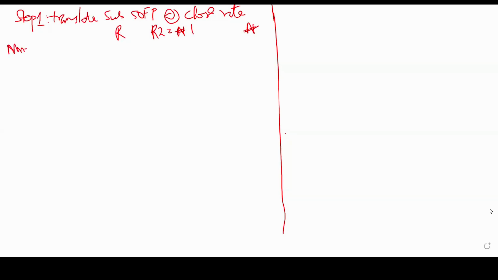Non-current assets. We have plant, and that plant was 600. So when I'm converting it, it will be 600 divided by 2, and this will give me 300. All right. And then I have current assets, inventories.